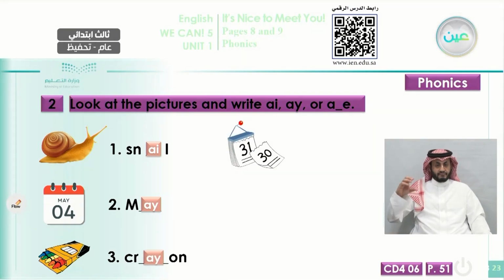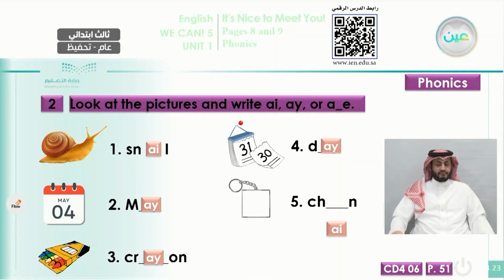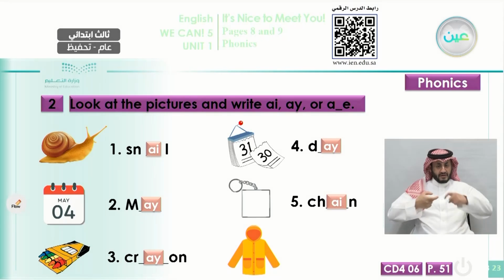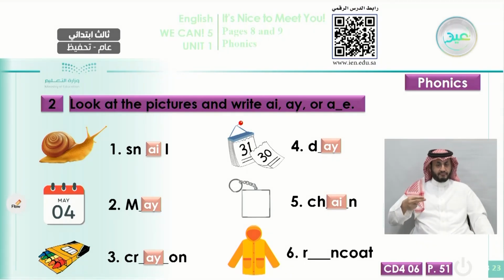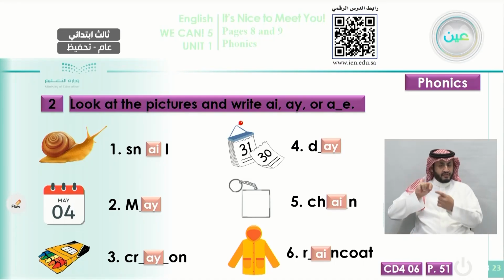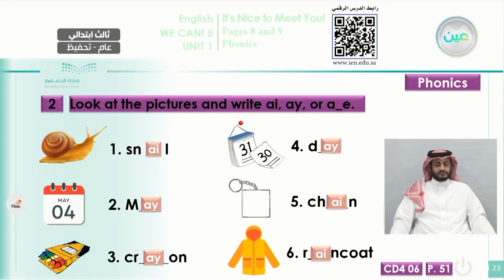And here we call it what? Crayon. Very good. Okay, here also this picture indicates the word day. And here we talk about chain, as you can see here. And we talk about here is about raincoat. This is the raincoat. You wear this clothes when it is raining. Okay, let's listen to your colleague reading these words. And as you can see here, you can spell it in your book correctly on page 51.